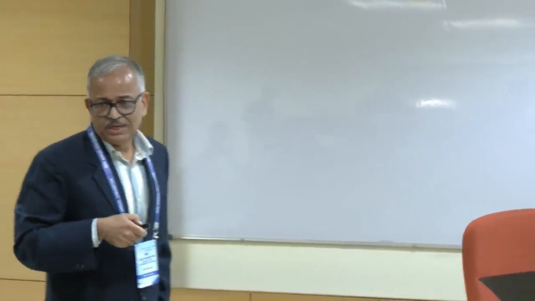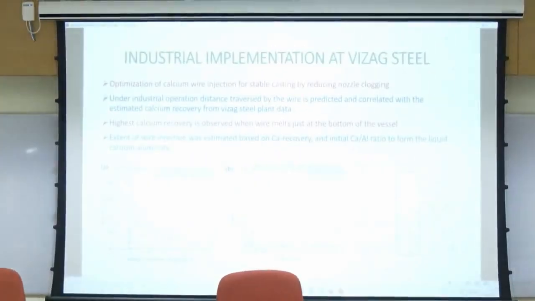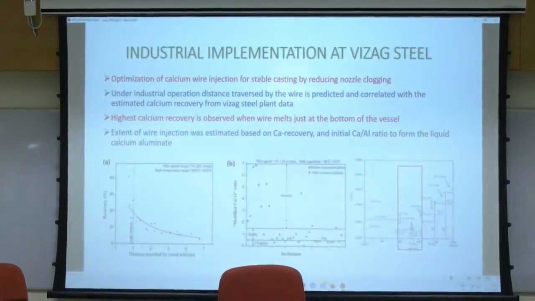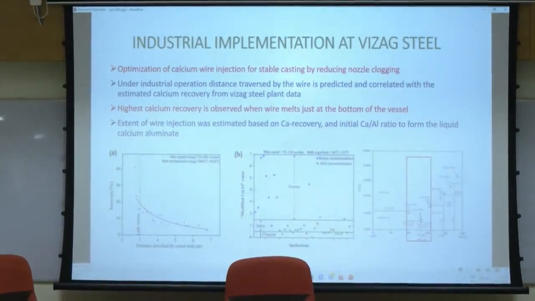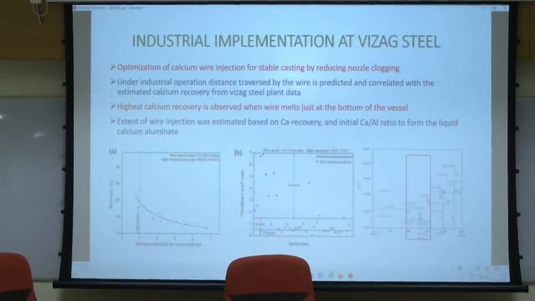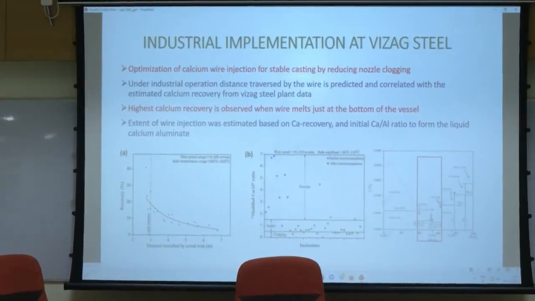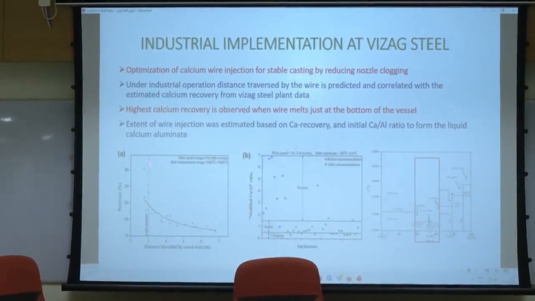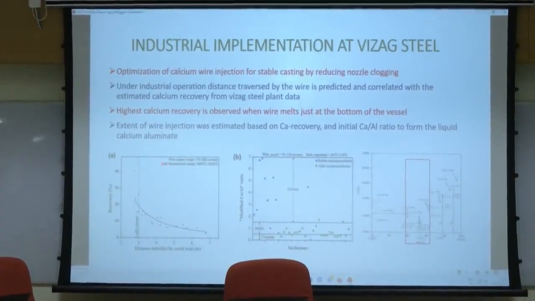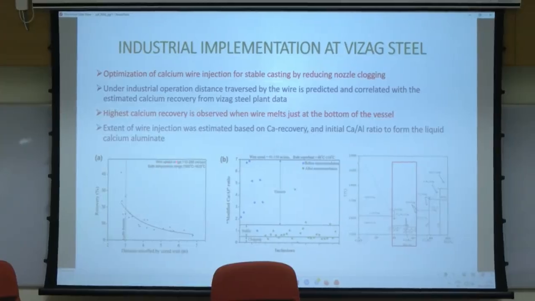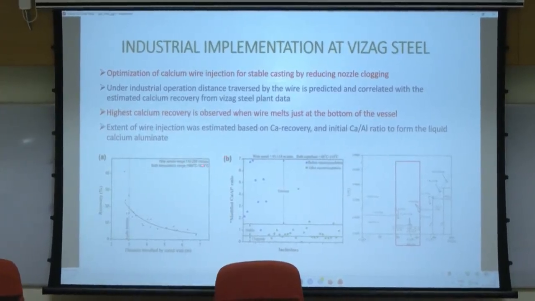So some industrial applications that we have done: this model we have applied to a wire steel plant, and their problem was not getting stable casting because of nozzle clogging. So our idea is to convert the alumina inclusion into a liquid product, like calcium aluminate. So what we did using this model, because you can see there is a wide range of parameters: their wire speed changes from 110 to 280 centimeter per second, and bath temperature also varies widely. And for all these wide operating parameters, we calculated the distance traversed by the wire.